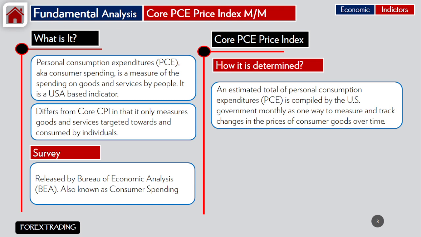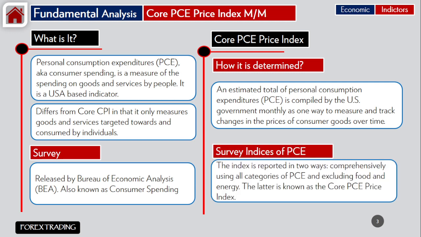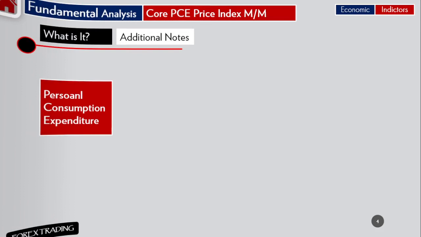So how is it determined? The estimated total personal consumption expenditures is compiled by the US government monthly as one way to measure and track changes in the prices of consumer goods over time. And what could be the possible survey? This index is reported in two ways: comprehensively using all categories of PCE, and the one that excludes food and energy, which is known as the core PCE price index.